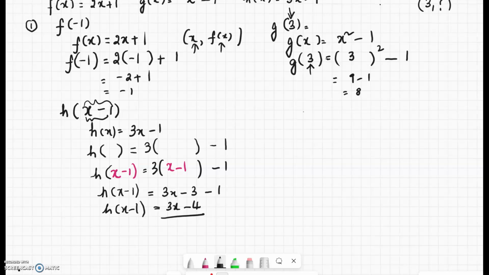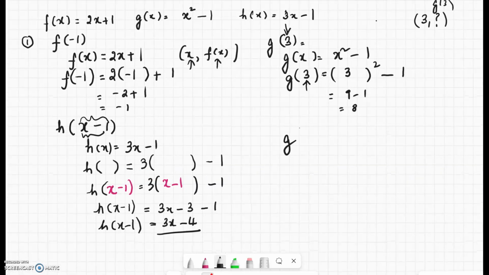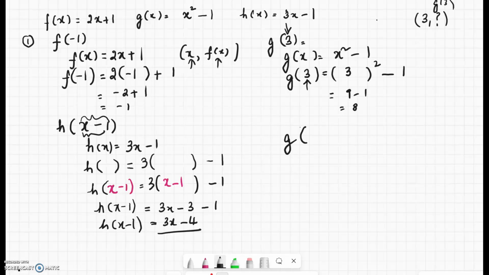So let's try something else. What if I have to find g of 2a, if I want to evaluate the function g at x equals 2a? Now let's see how the function g of x works. So g of x is equal to x squared minus 1, and whatever you plug into g, you square it and subtract 1. Now I need to plug in a 2a. So what is g of 2a?